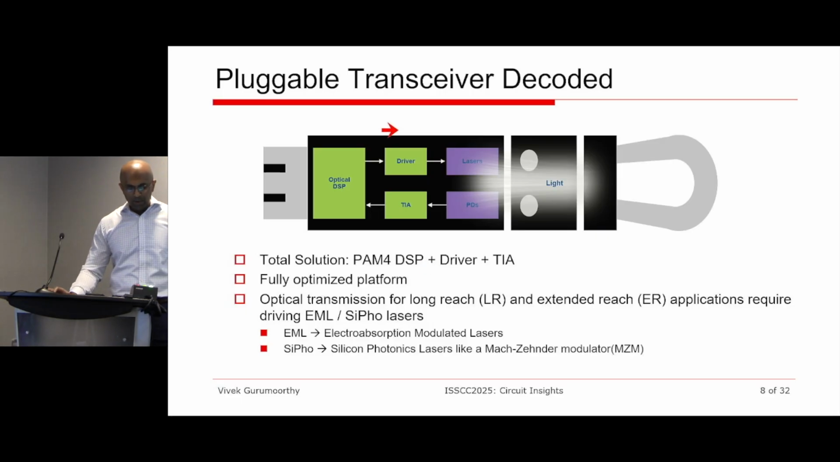So there may be a couple of terms that I might use. For example, there are a couple of types of lasers called EML laser, which is basically an electro-absorption modulated laser, or a SiPho, which is a silicon photonics laser. One example of a silicon photonics laser is a Mach-Zehnder modulator. We don't need to go into the details of each one of them, but just some terminology to know what these types of lasers could be.